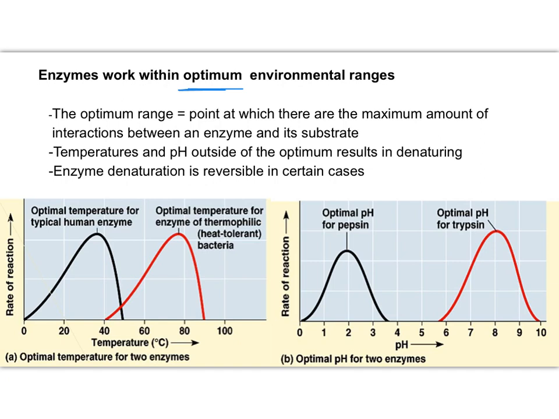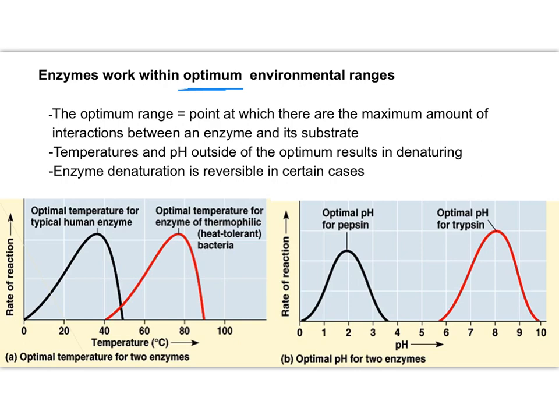But what that means is that they are at their most efficient. They are binding to as many substrates as they can, as quickly as they can. That's their optimal range. So when it gets out of that range, when the temperature gets really high or the pH becomes really acidic or really basic, then it becomes outside of that optimal range and the enzyme can denature. It can lose its shape and lose its function.